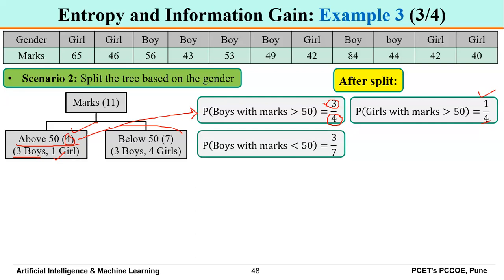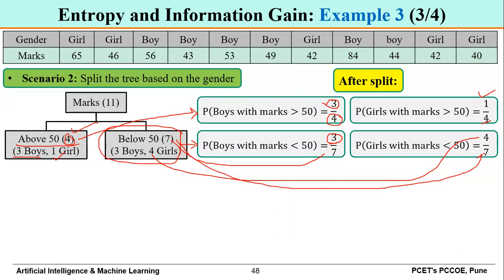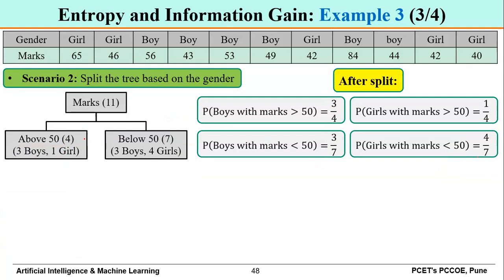Similar is the case with the other block, where we calculate the probability that boys will get less than 50 marks: 3 boys and number of data points 7. Similarly, the probability that girls will receive marks less than 50: the number of girls is 4 and the number of data points is 7, so 4 by 7. So this is how we calculate the probabilities after the split.